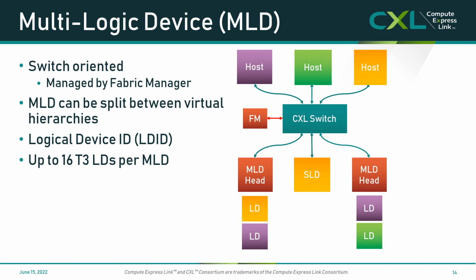In the example we have here on the right, we have 3 hosts connected to a CXL switch. Each host has its own virtual hierarchy. The purple host has 2 logical devices in its virtual hierarchy, 1 under each MLD head. The green host has only 1 under the right MLD head. And the yellow host has 2 logical devices connected to it, 1 single logic device in the middle of the CXL switch, and 1 logical device under the MLD head on the left. I did put the MLD heads in red because they exist in the world of the fabric manager. The fabric manager speaks to those separately.